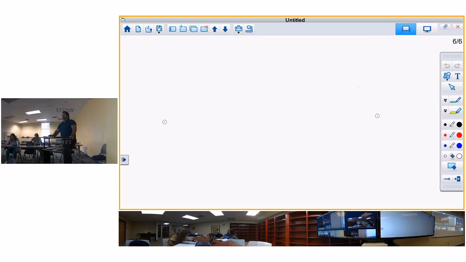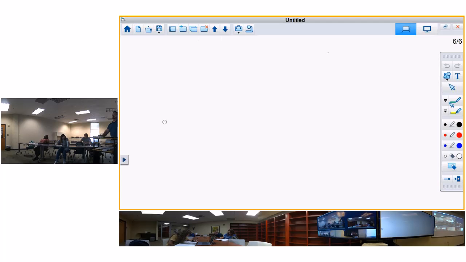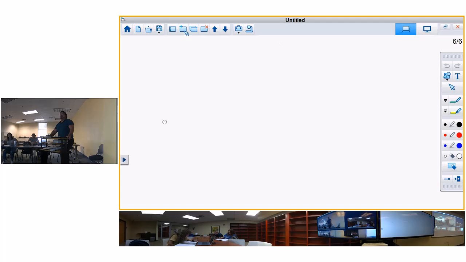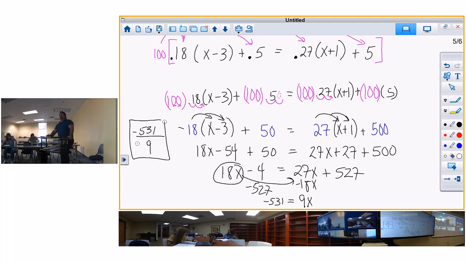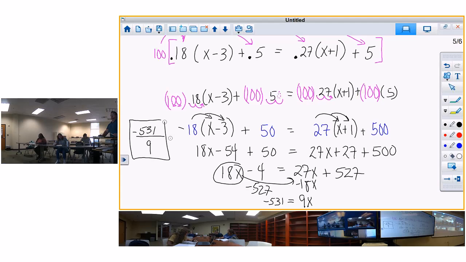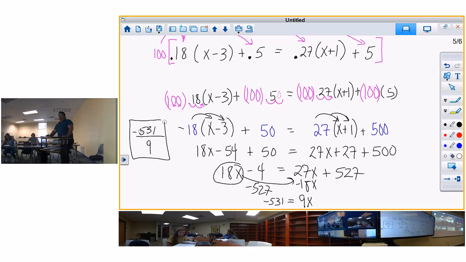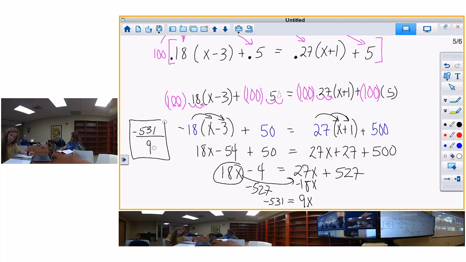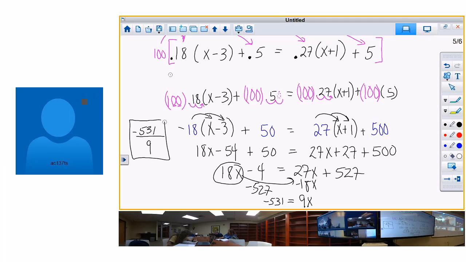I said negative 150. What? I thought you could do it as a decimal though. I'm confused. Yes, they got it wrong. But did you do negative? What did I get? There it is, negative 531 over 9. But I got negative 59.9. Now, wouldn't you divide negative 531 by 9? If the directions said write it as a decimal, you would.